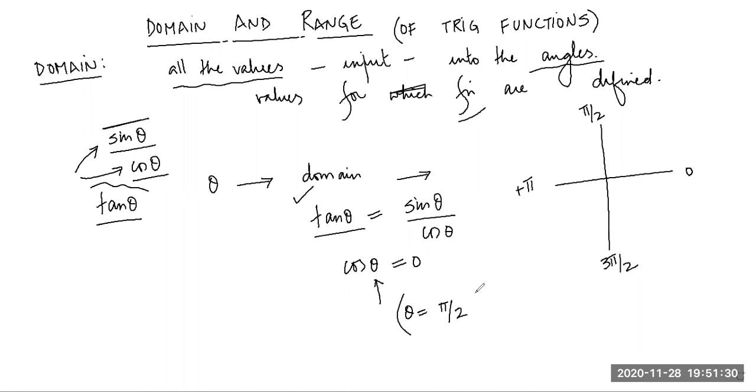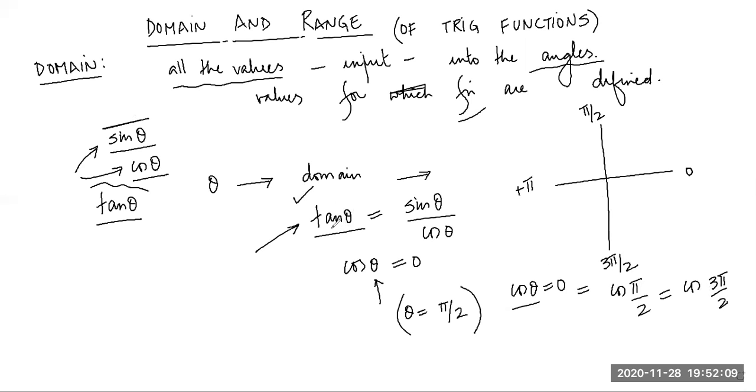When theta is equal to pi by 2, cos theta would be 0, or even cos of 3 pi by 2. Here the base will be 0, so cos theta will be 0 and tan theta will not be defined. So that means all the real values of theta are not the domain of tan theta. All the values of theta are the domain except these values, pi by 2, 3 pi by 2, and then multiples of this pi by 2. So this is exactly the meaning of domain.